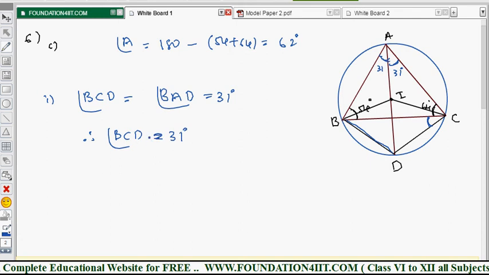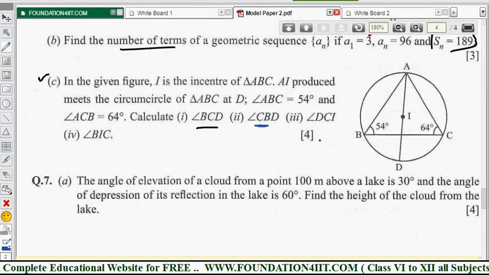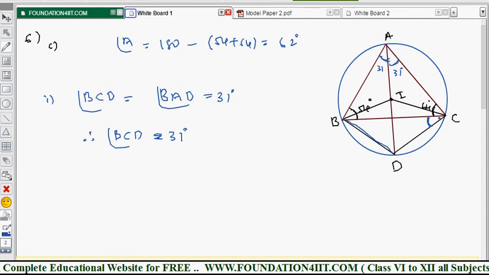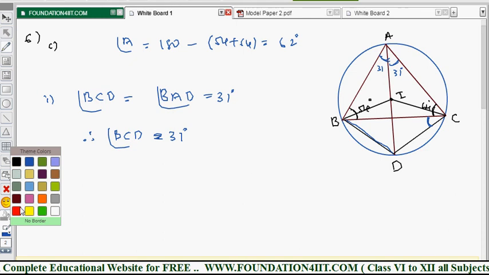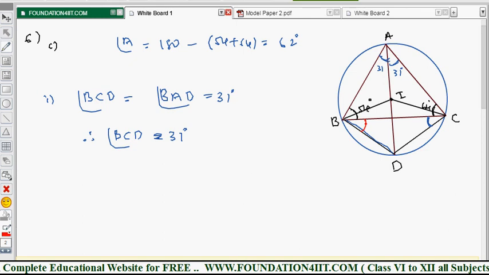Then angle CBD. Okay, next one is CBD. If you observe CBD, this is also the same rule. For example, DC is the chord, so whatever angles are in the same segment, this one and this red one, these two angles are the same. So DBC and DAC, angles in the same segment, are equal. So this also must be 31.